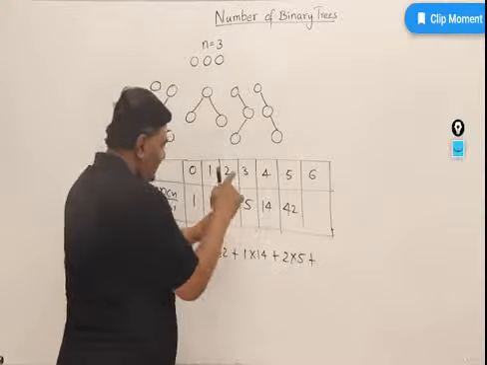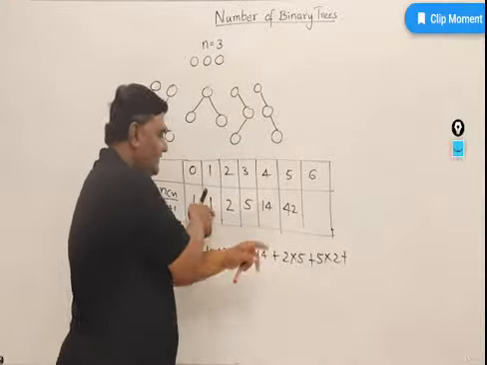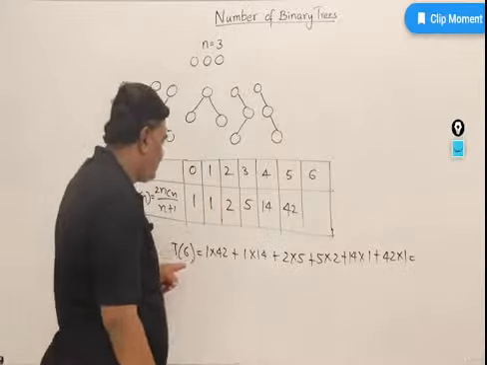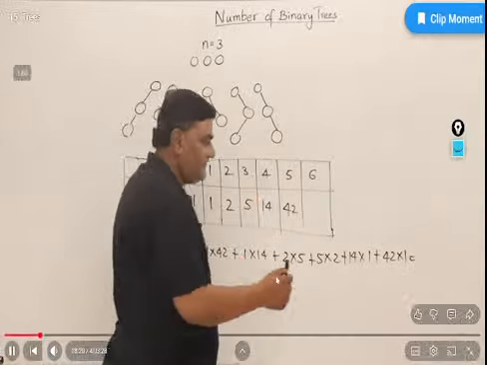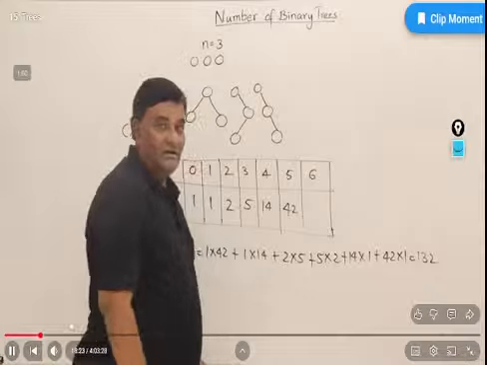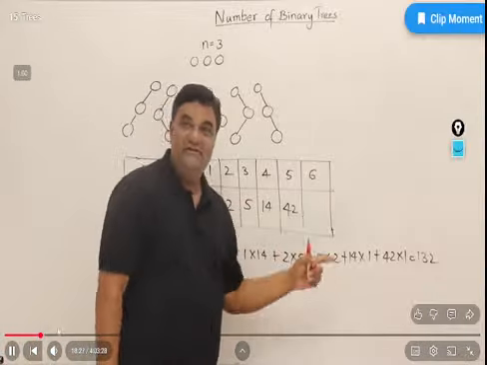See, it was 2 into 5. Now 5 into 2 plus 14 into 1 plus 42 into 1. This gives the answer for 6. So the result of this one is 132. Let us use the formula for value 6 and check whether our answer is correct or not.